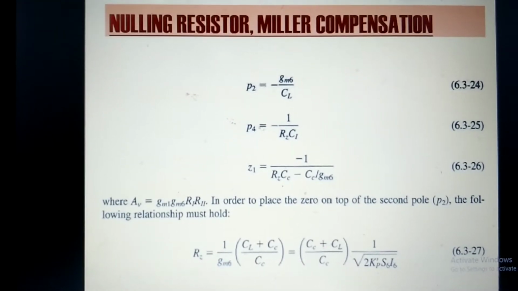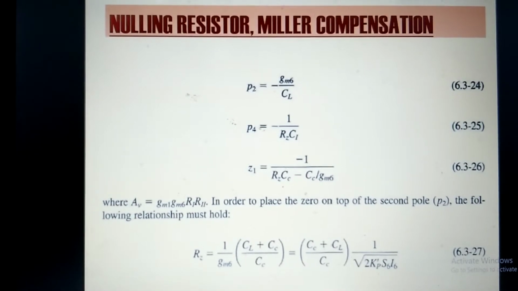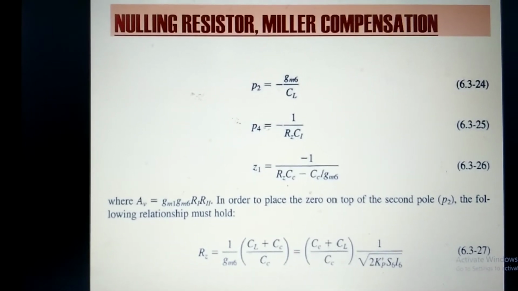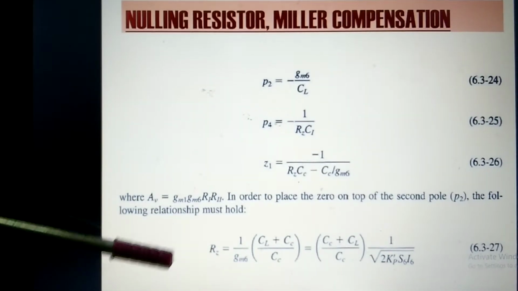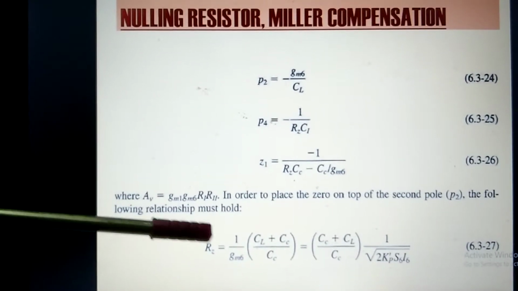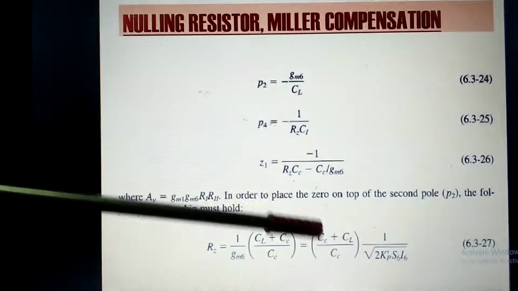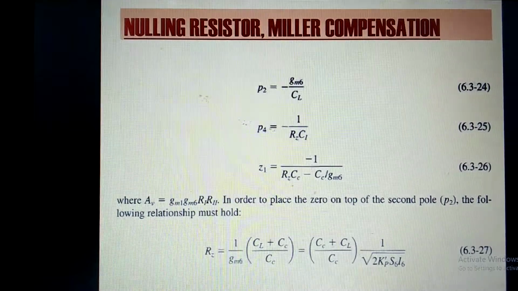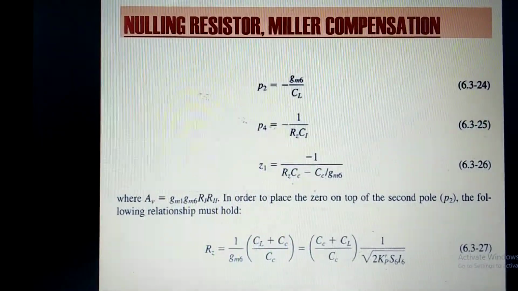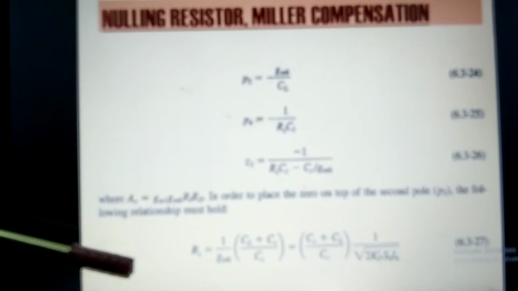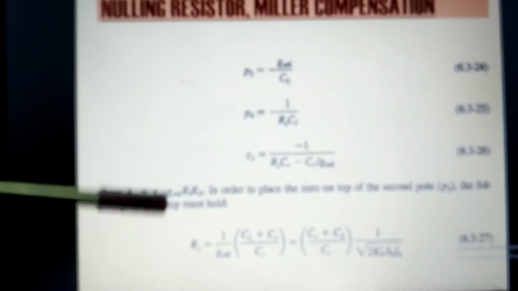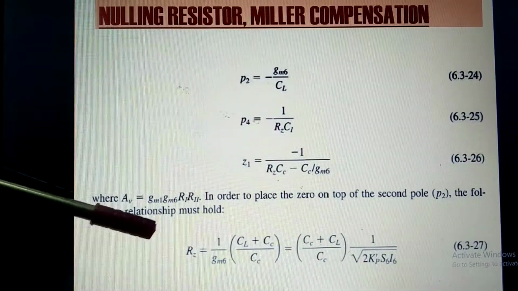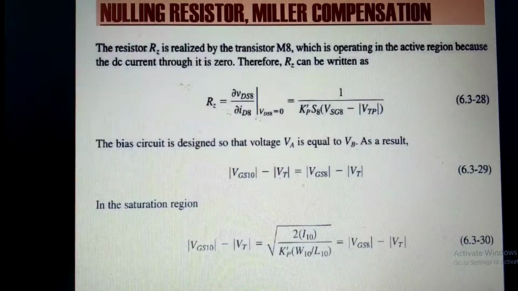Now, here the overall gain AV of the op-amp is equal to gm1 into gm6 R1 R2. In order to place the zero on top of pole 2, this relationship is required for the nulling resistor. So this nulling resistor value is equal to 1 by gm6 into (CC plus CL) by CC, which is under root 2 K prime into S6 into I6, that means S6 is the aspect ratio of the M6 transistor and I6 is the current of the M6 transistor. So this nulling resistor value is required if we need to place the zero on the second pole. This relationship must hold for the zero to be on top of the second pole.